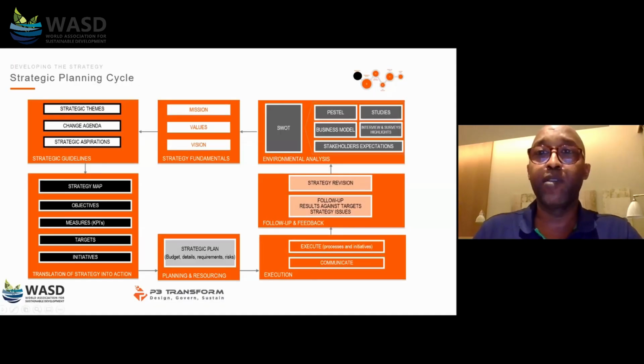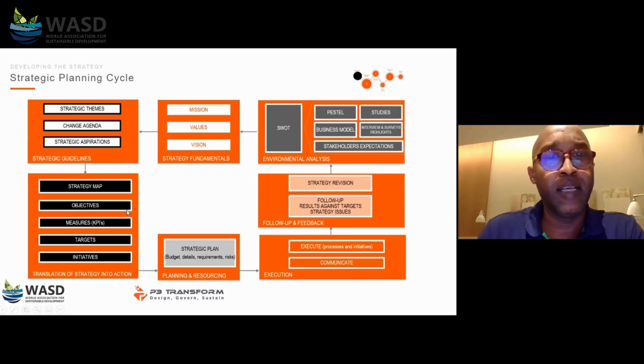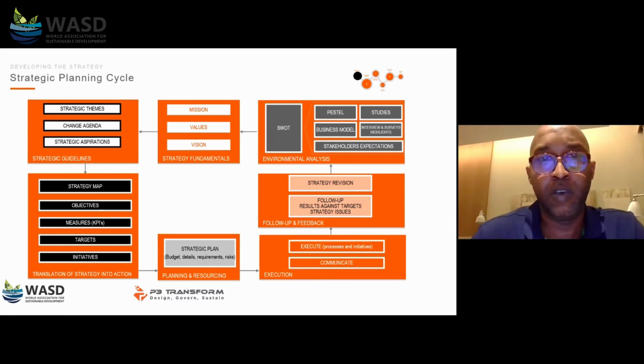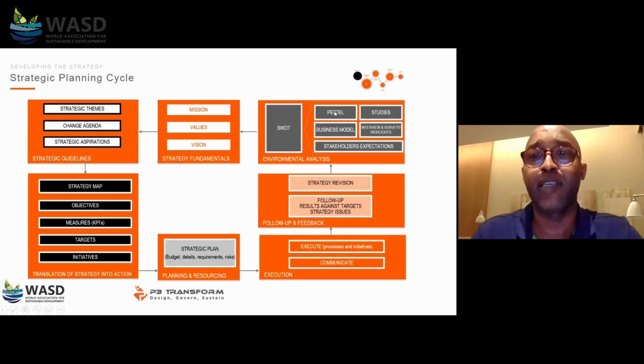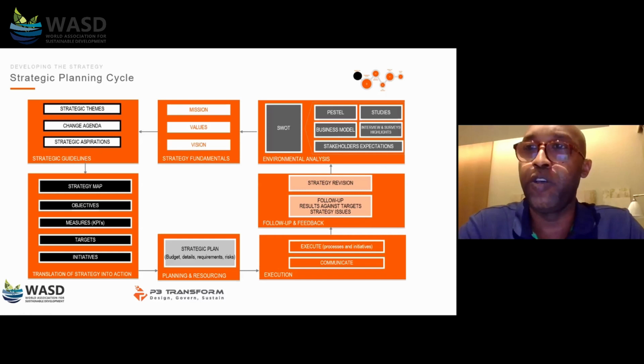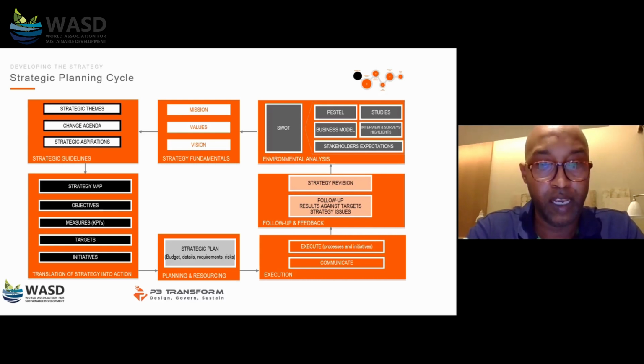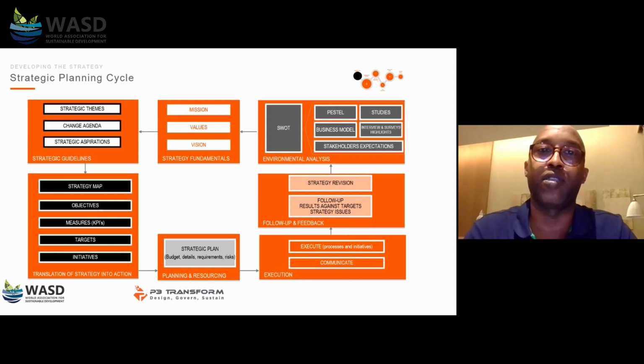So to develop a strategy, and I'm not going to spend so much time on this, there is a planning cycle that is really critical to do, which touches on some of the points I was talking about earlier. So, the ability to analyze the environment, and you've probably heard about things like SWOT and PESTLE, the various business models, and doing interviews, surveys and things like that. All of this is just analysis of the environment, both internally and externally.